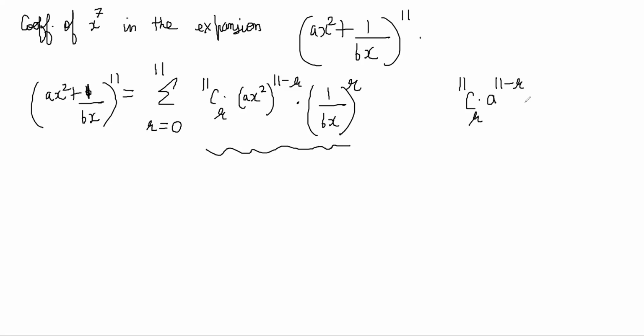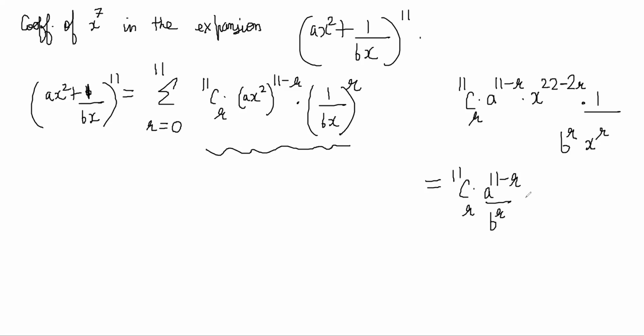a power 11 minus r into x power 22 minus 2r, right? Into 1 by b power r, x power minus r. So this becomes 11Cr a power 11 minus r by b power r and x power 22 minus 3r, right? This is my general term, right?